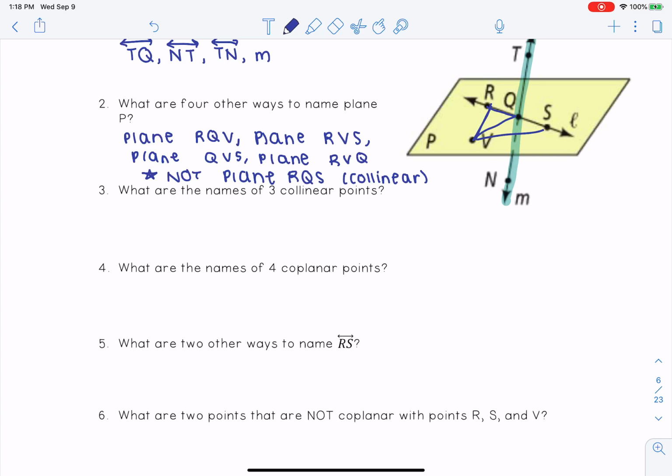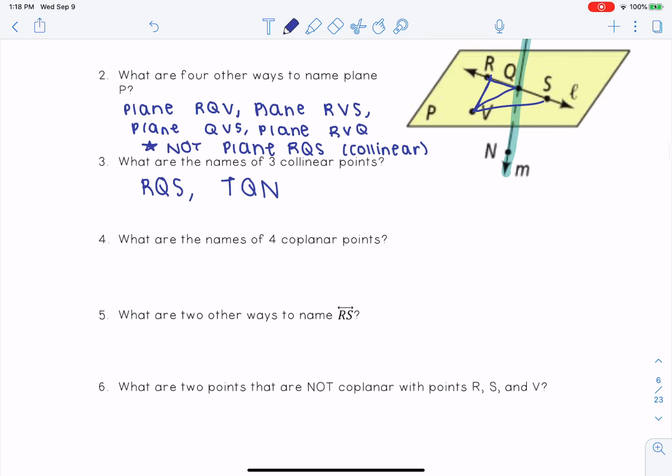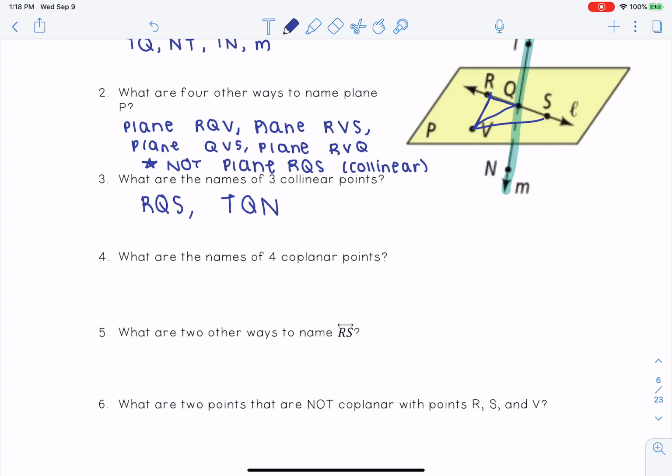And it's just asked, what are the names of 3 collinear points? Well, I just told you, RQS. Another set would be this line on line M, TQ, and N. What are the names of 4 coplanar points? So this is asking, what are the names of 4 points that are on the same plane? Well, if I look at plane P, I've got R, V, Q, and S.